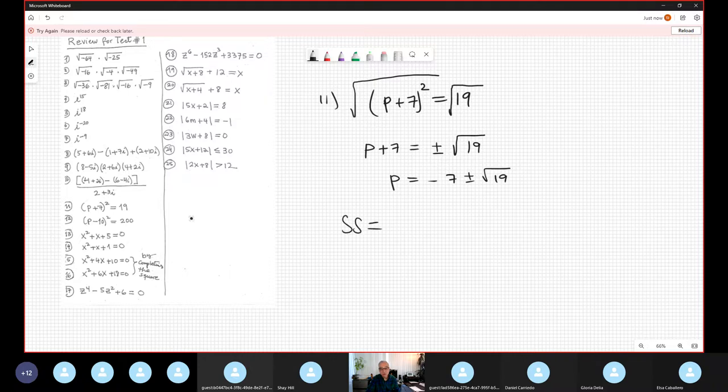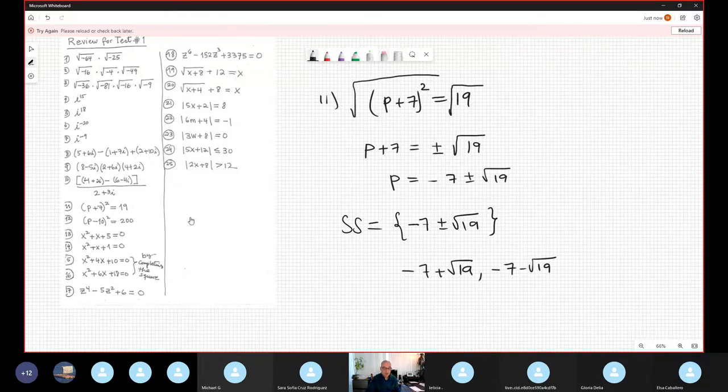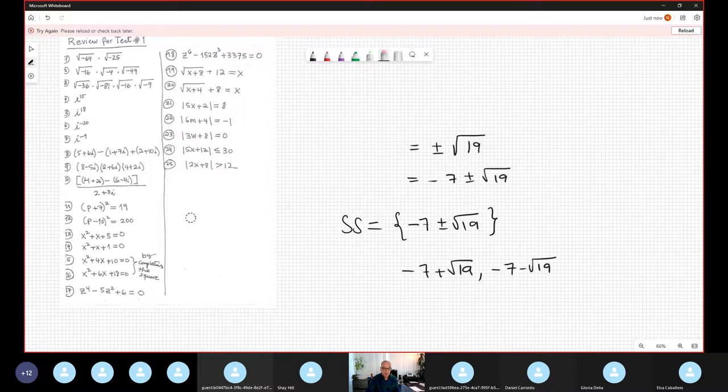The solution set, 99% of the time, is minus 7 plus or minus radical 19. Or, you can separate it: minus 7 plus radical 19, comma, minus 7 minus radical 19. This answer is real, not imaginary, not complex, but it's irrational. It looks like a radical, but it's real. You understand? Yes. A similar idea is number 12.